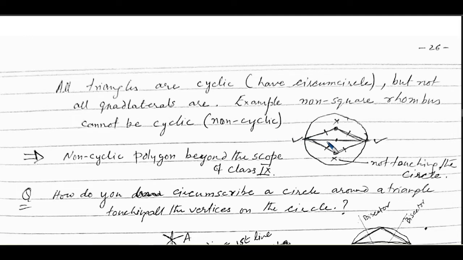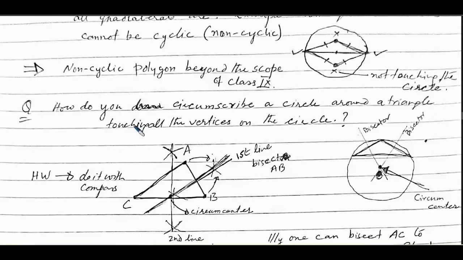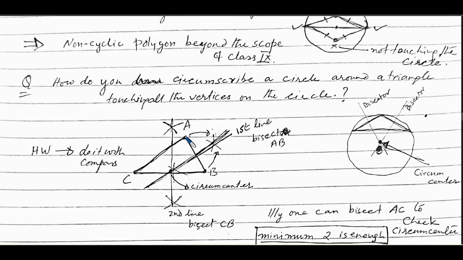Non-cyclic polygons we will not discuss in this. This is beyond the scope of class 9. We will only talk about cyclic polygons. How do you circumscribe a circle around a triangle, touching all the vertices on the circle? So how do you draw a circle which will touch all the vertices?